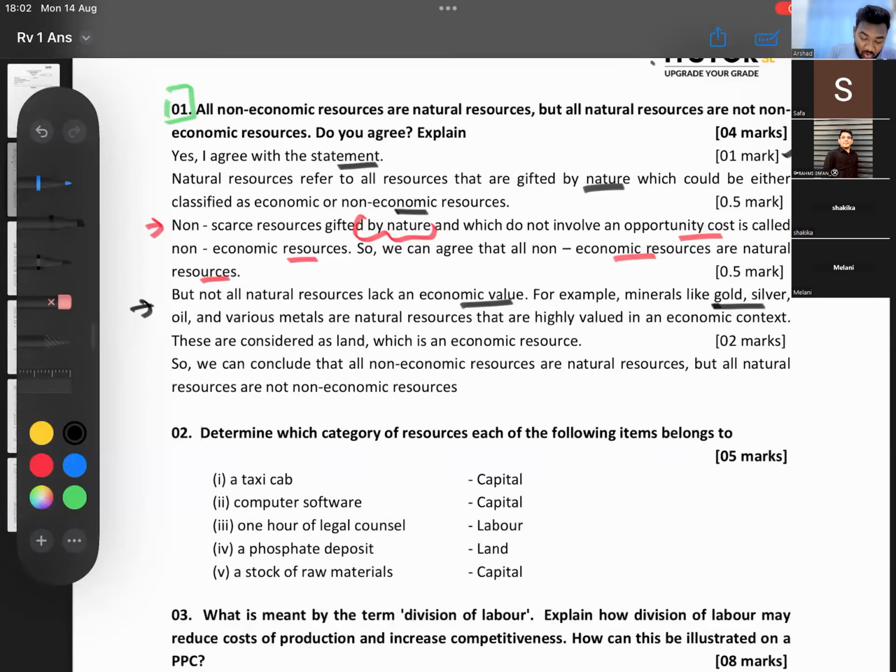Interesting question. What is meant by the term division of labor? Explain how division of labor may reduce the cost of production and increase competitiveness. How can this be illustrated on a PPC? 8 marks. Big question, broken down into small parts. First, we'll say what is meant by division of labor? 2 marks for this. What is meant by division of labor, guys?